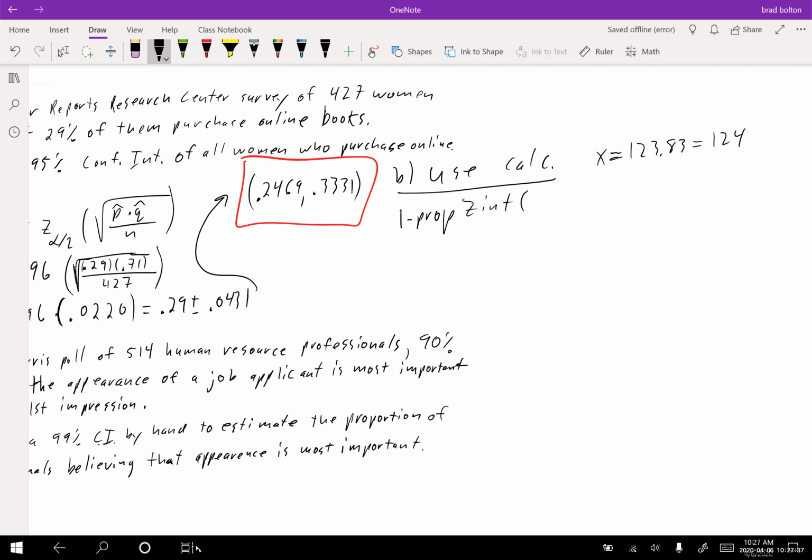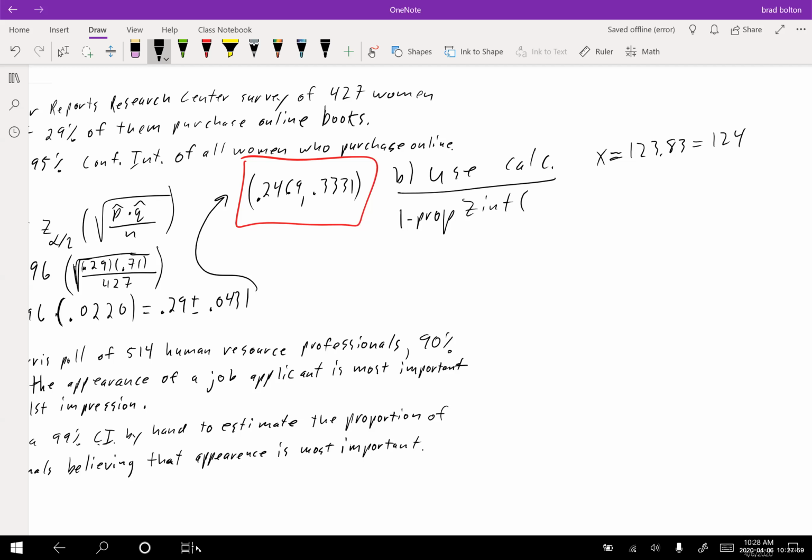Okay, so 124 women purchase online books from this 427. You could round down as well. I don't think it'll matter too much, but I'm going to go with 124. So we're going to go to Stat, Test, 1-PropZInt. And now it says 124.